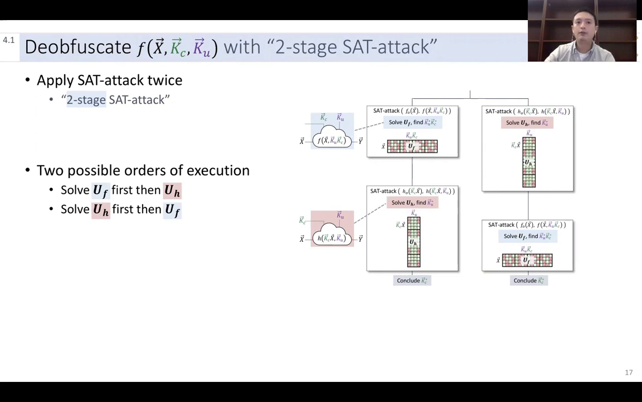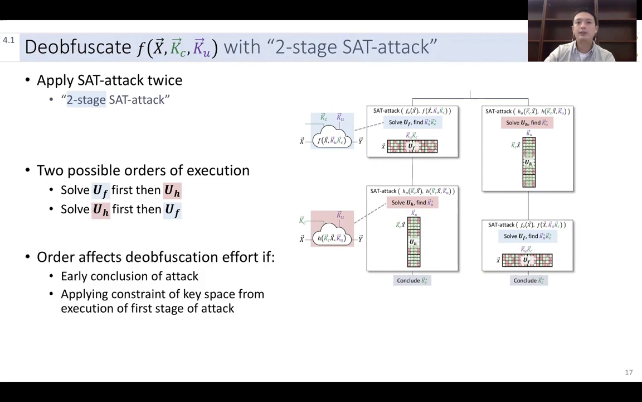We can either solve UF space first, then UH, or the other way around. However, the order does affect the obfuscation efforts. If we can early conclude KC, the second stage set attack on UH can then be skipped. Next is if we apply the key space constraint learned from the set attack in the first stage, the new search spaces at the second stage are possibly smaller and are denoted here as UH prime and UF prime.